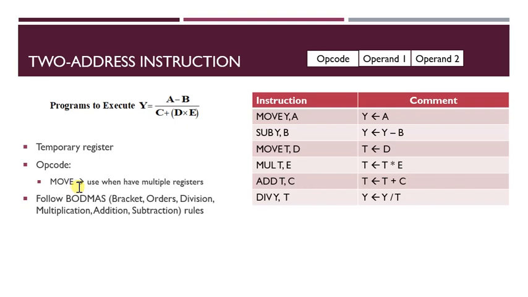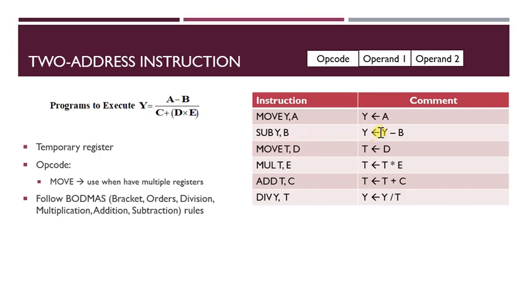Inside two address instruction also, you need to follow the BODMAS rules. And this is the instruction, and this is the command using two address instruction. Right? So the first one, you need to move the value inside A into the memory Y. So move Y A. So Y will receive the value from A. After that, you do the subtraction, sub Y B.